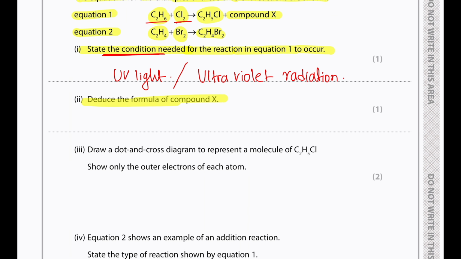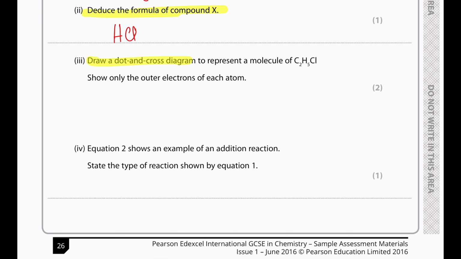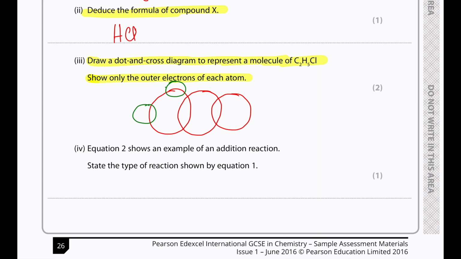Deduce the formula of the compound X. So the compound X will be hydrogen chloride. If they ask us the formula, we'll write HCl. Draw a dot and cross diagram to represent the molecule of C2H5Cl. Show only the outer electrons of each atom. We'll show the 2 carbons bonded together along with a chlorine, and we will also represent the 5 hydrogens, because hydrogens are smaller atoms, so we can represent them smaller.